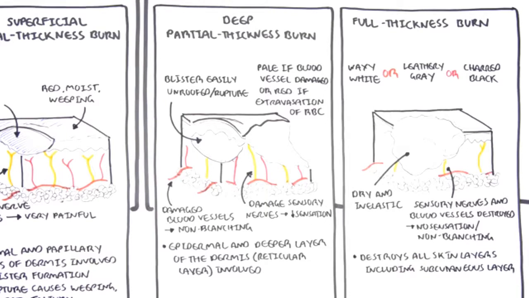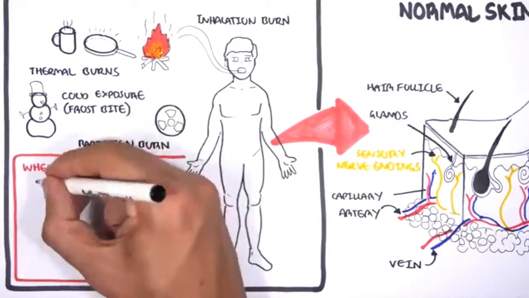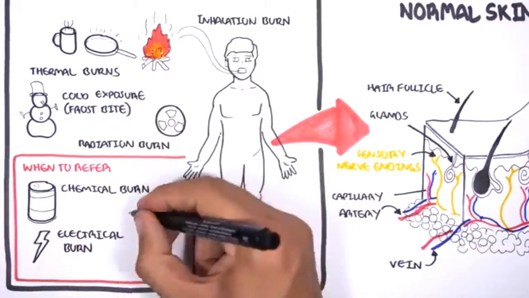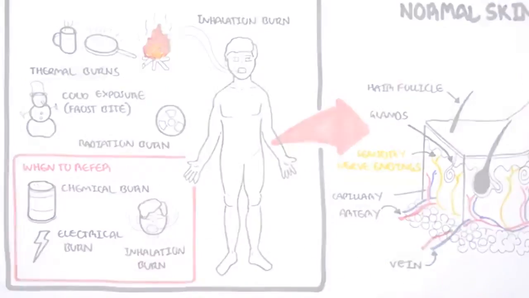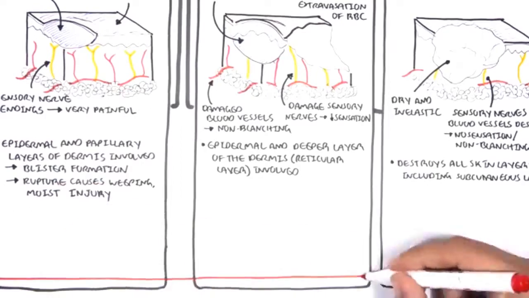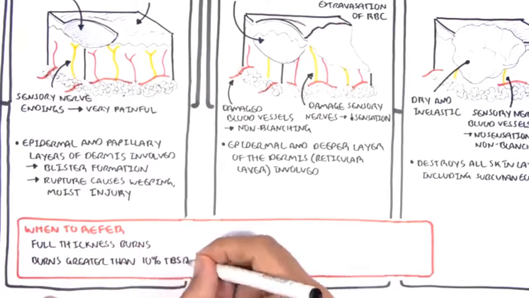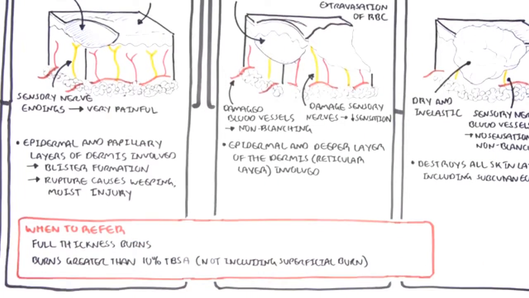There's actually a fifth classification of deep burns, but we're not going to talk about it here because I feel like it causes more confusion than help. Referring a burn to the burns unit is very important. We talked about referring certain types of burns to the burns unit, such as chemical burns, electrical burns, and inhalation burns. But how about the burn depth? Well, we always refer full thickness burns, and also burns greater than 10% of the total body surface area. And this does not include the superficial epidermal burns.